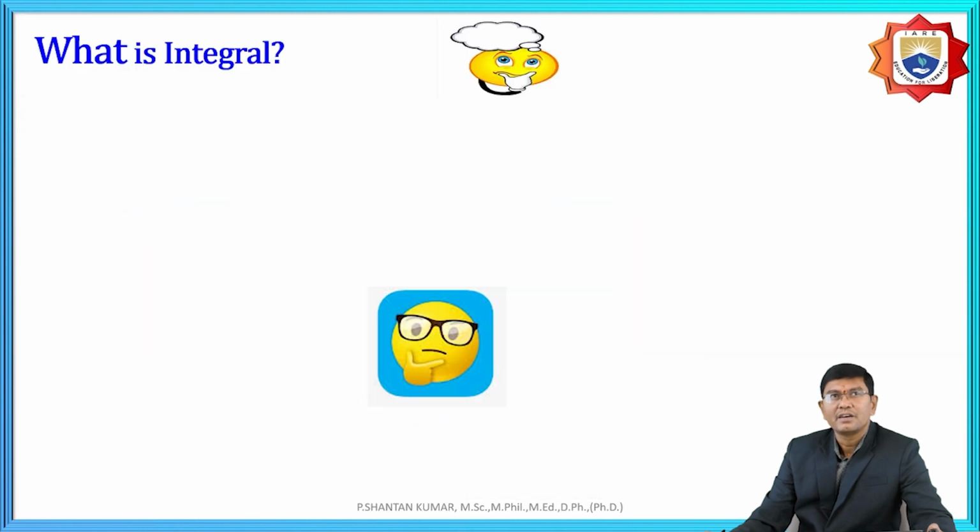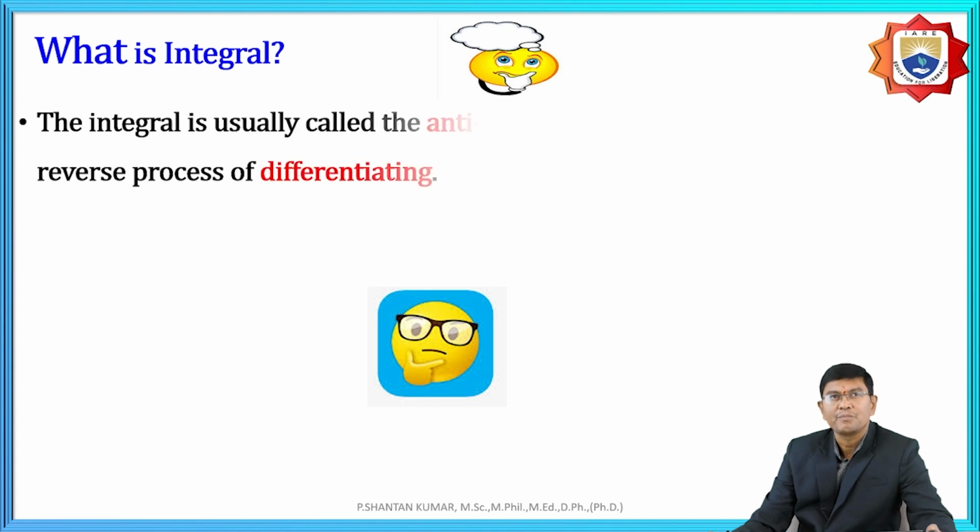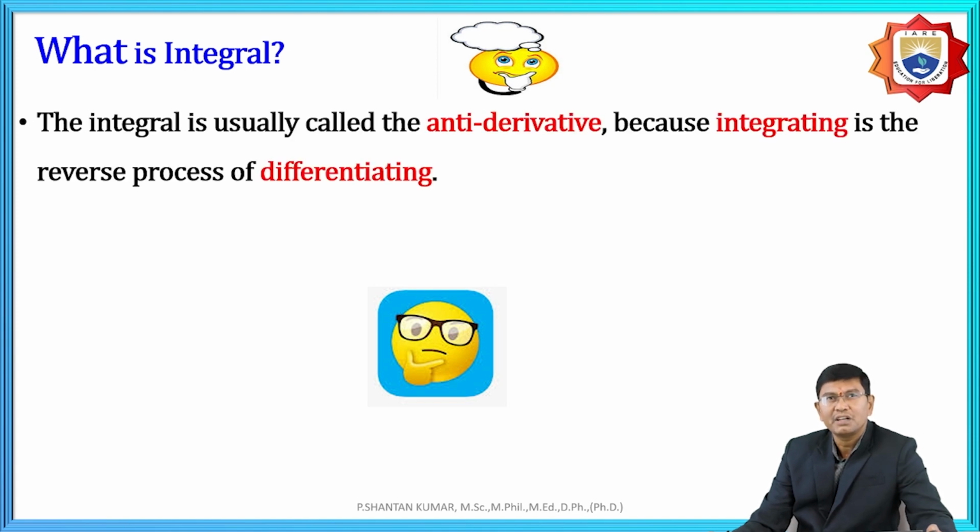First of all, we need to understand the meaning of the integral, the meaning of the definite integral, the meaning of the indefinite integral, and the limits, whether it is a double integration or a triple integration, where a number of integrations are involved. But first we discuss the integral. The integral is usually called an antiderivative, because integrating is the reverse process of differentiating.